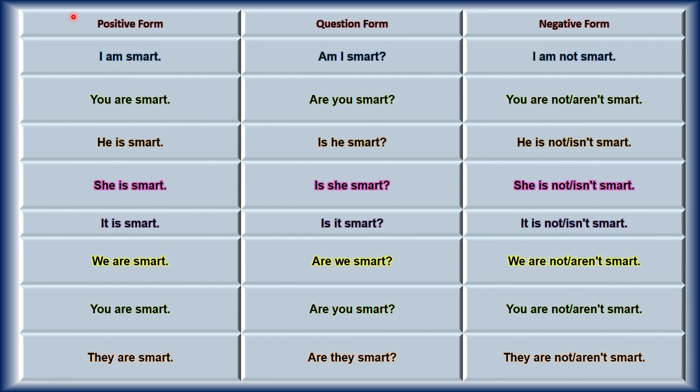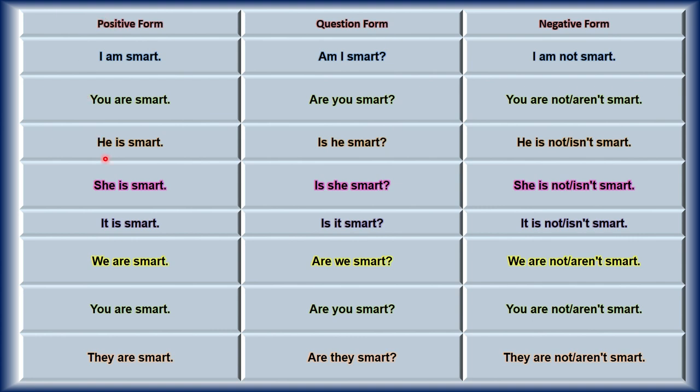Now, let's see this example. Positive, question, and negative form. Don't forget the intonation. Positive. I am smart. Question form. Am I smart? Negative form. I am not smart. Positive form. You are smart. Question form. Are you smart? Negative form. You are not smart. You aren't smart.